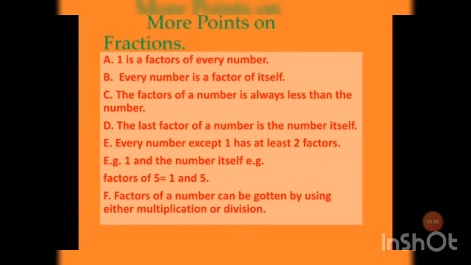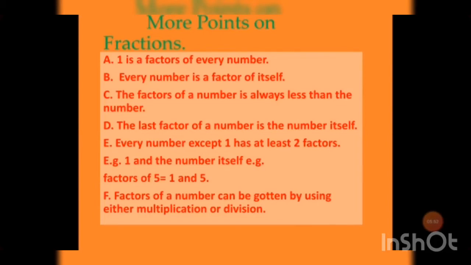Number 3 has 1 and 3. That's 2 numbers. Okay, don't forget that. For example, I have 1 and the number itself. Let's take 5 for instance. The 2 factors of 5 are 1 and 5. So there are 2 factors there.